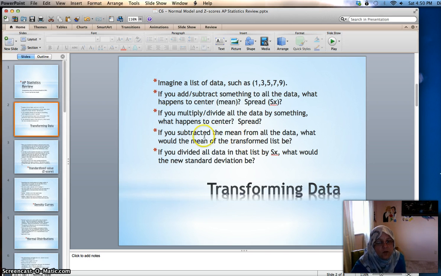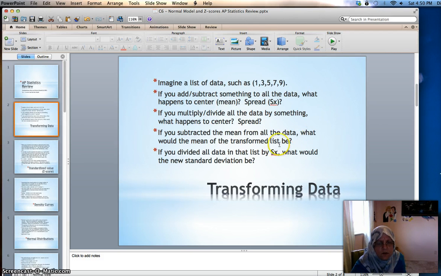Okay, so if we multiply or divide all the data by something, the center and spread change accordingly. If we add or subtract something to all the data, only the center changes, the spread doesn't.